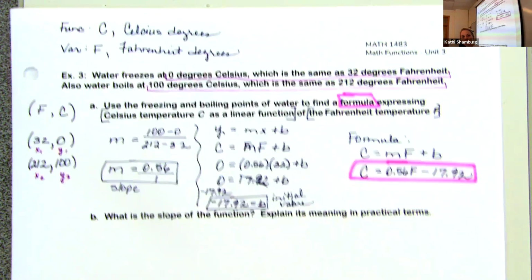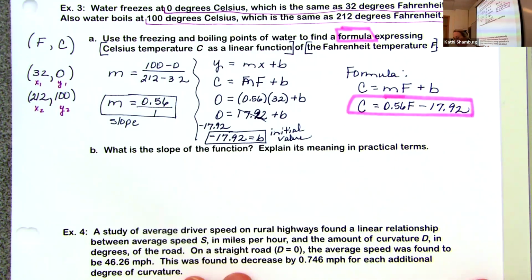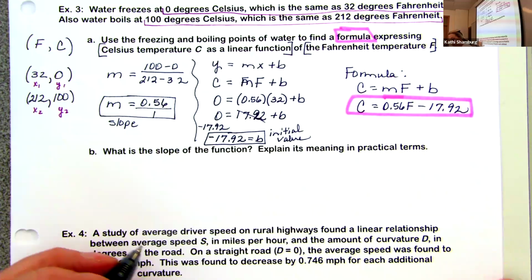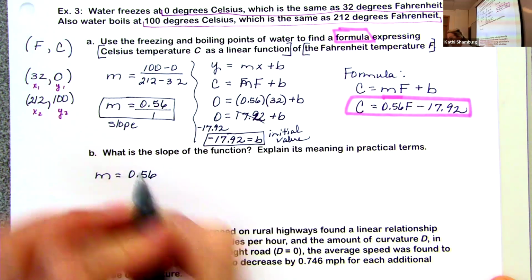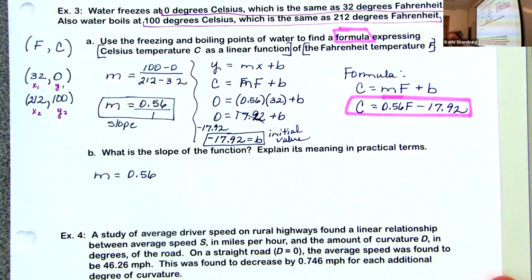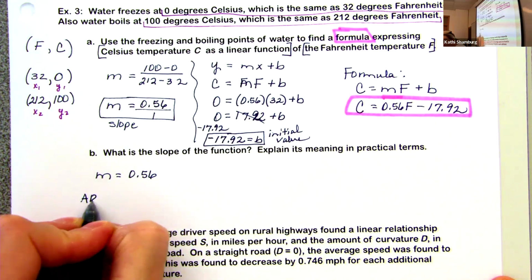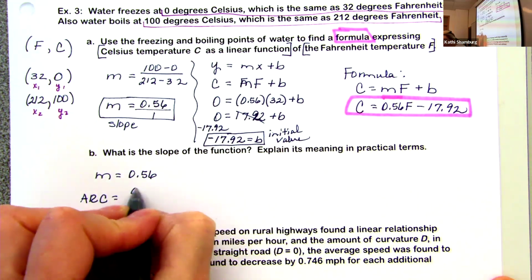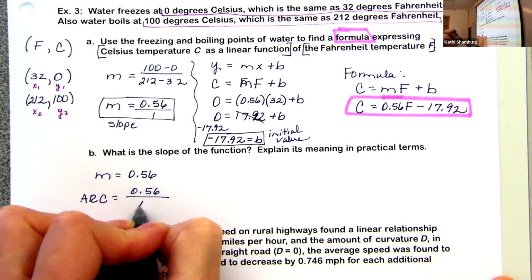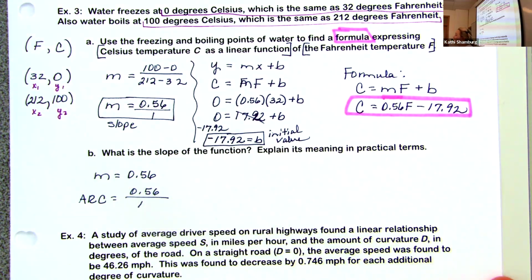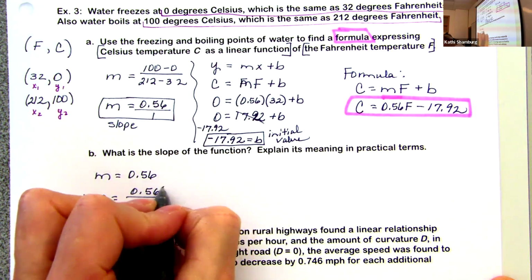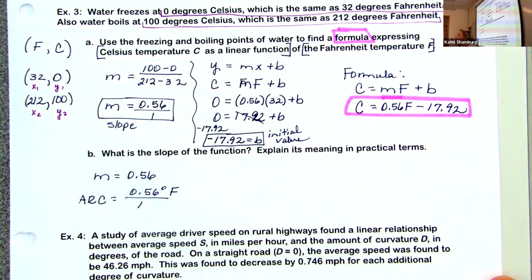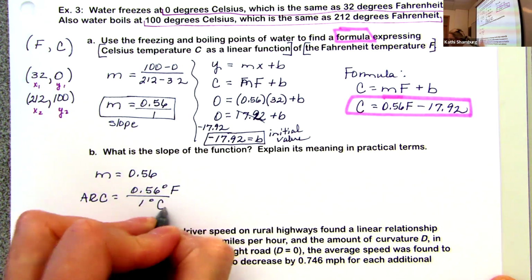All right. Part B. What is the slope of the function? Well, we already found that. Explain its meaning in practical terms. Okay, so I'm going to rewrite it as an average rate of change, which would be 0.56 over 1. And we know it's the change in the function. So the 0.56 would be degrees Fahrenheit over the change in the variable. So this would be degrees Celsius.